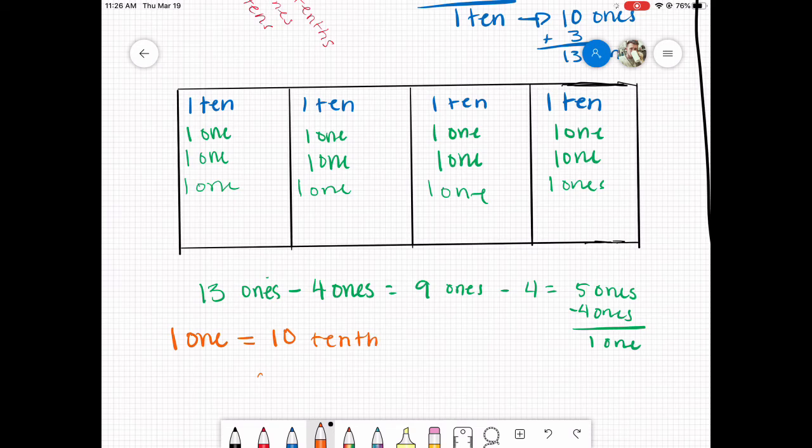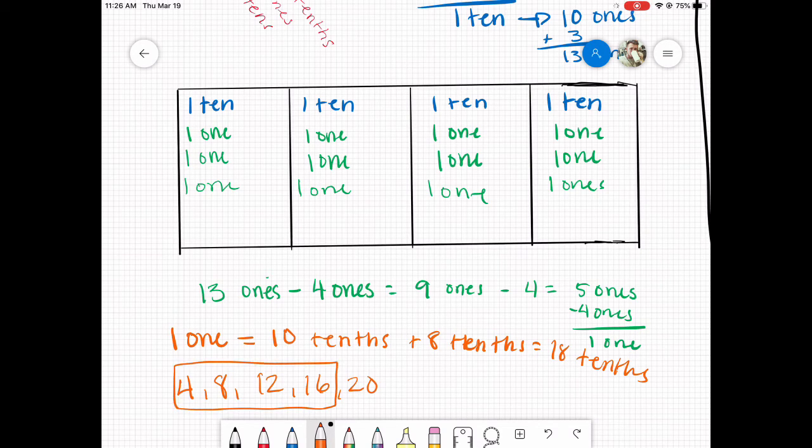So here we go, we're breaking up that 1 one into 10 tenths. Remember, the first place value to the right of the decimal is our tenths place value. So we're going to do 10 tenths plus 8 tenths, which is equal to 18 tenths. If we skip count by 4, that's 4, 8, 12, 16, and then 20. However, when we get to that 20, we know that goes above our 18 tenths, so we're going to have 4 tenths in each box.